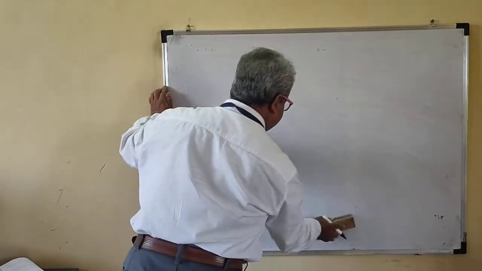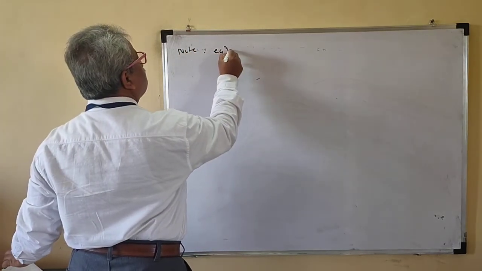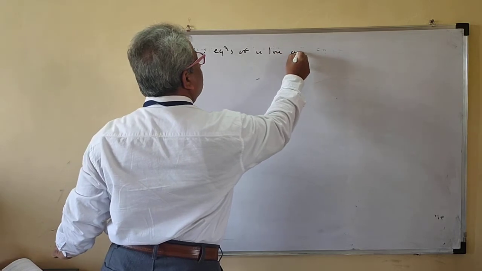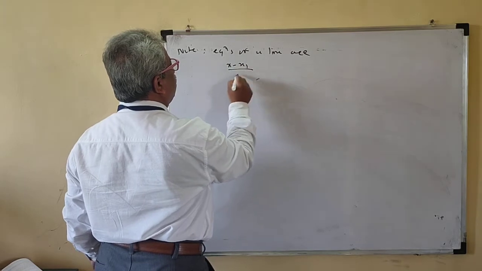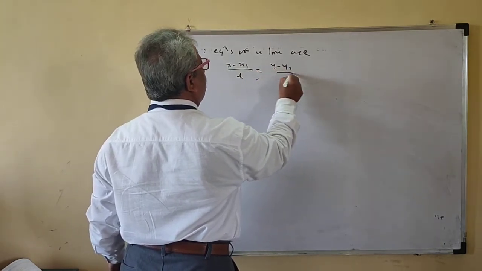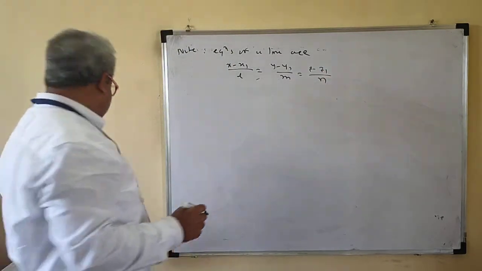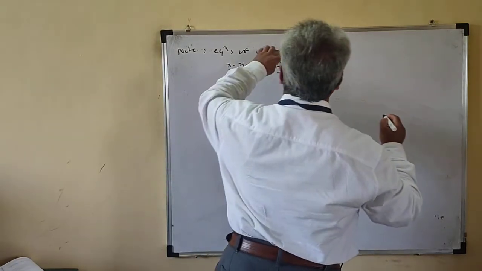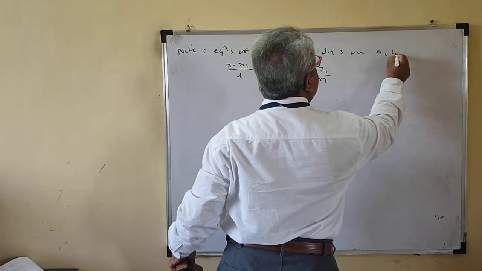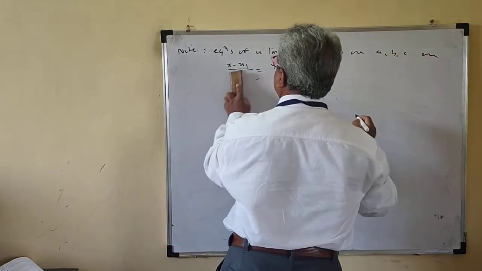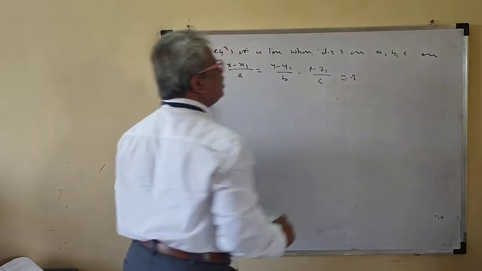Now we'll write a note. The equations of a line are (x minus x1) upon a equals (y minus y1) upon b equals (z minus z1) upon c, the equation of a line whose DRs are a, b, c. I can write l, m, n as a, b, c now. I can say this ratio is r.